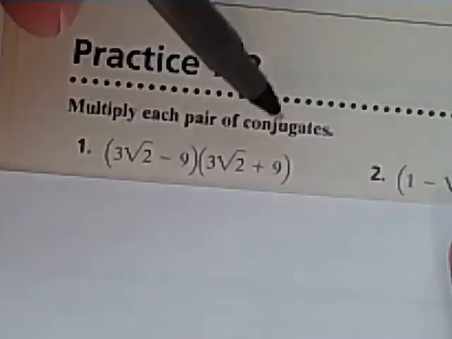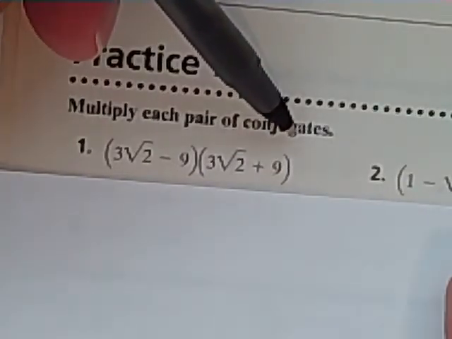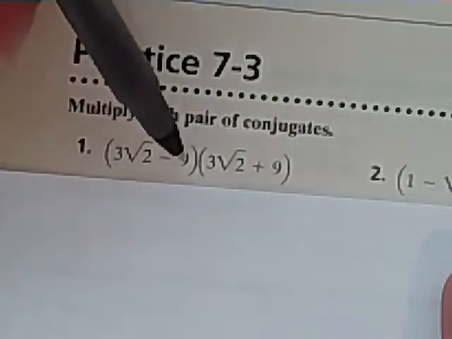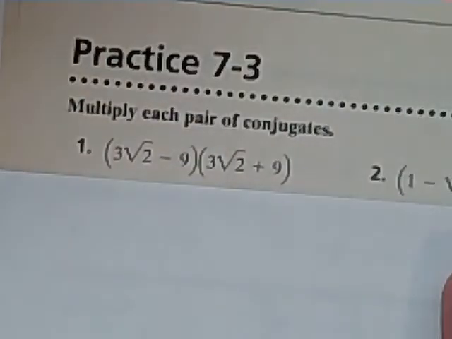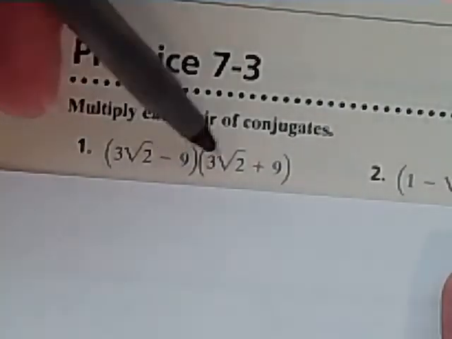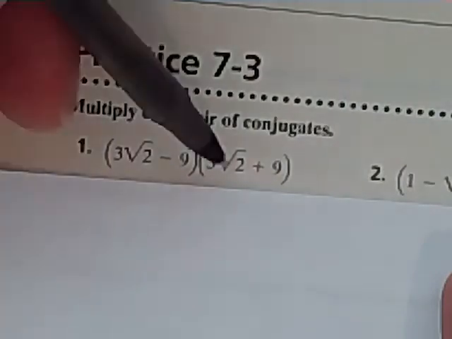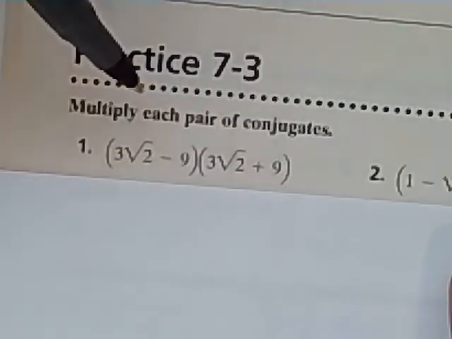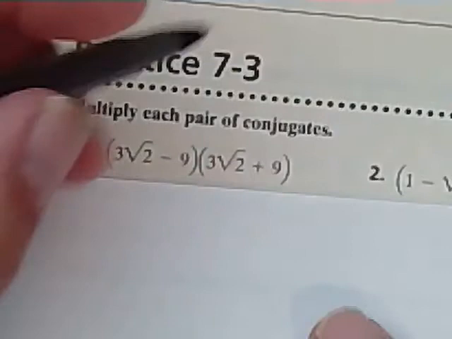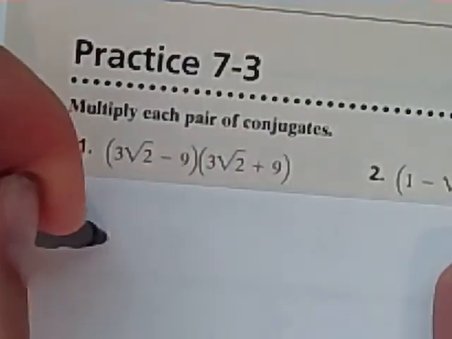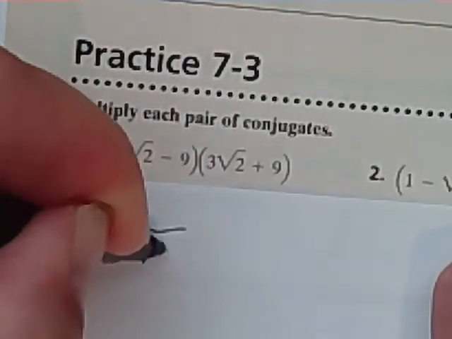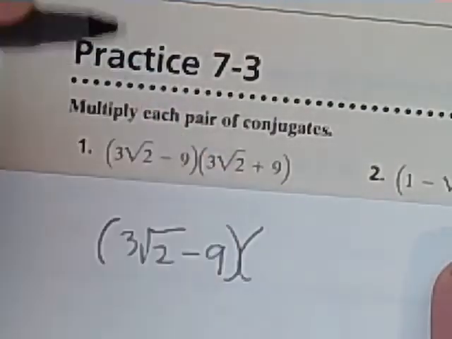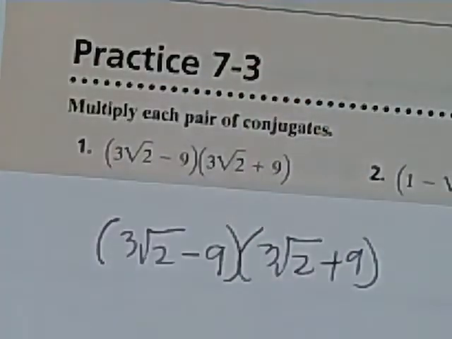Now, a conjugate means a plus b times a minus b. Here's a, there's b, here's a, there's b, and that pattern means this is the conjugate of that. It can be real numbers, imaginary numbers, complex numbers. The number is (3 square root of 2 minus 9) times (3 radical 2 plus 9).